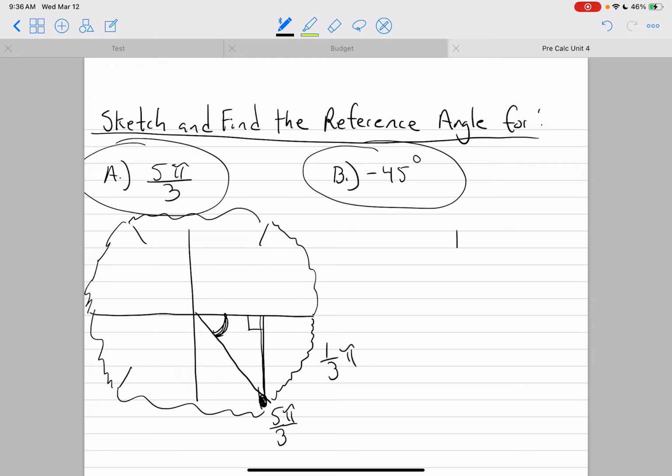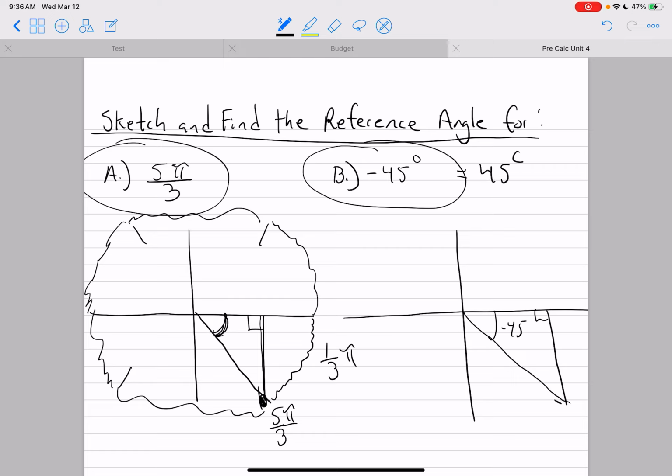All right, let's do a reference angle for negative 45 degrees. Negative 45 is like cutting this thing right in half. So here is a negative 45 degree angle. And if I was going to draw the triangle, I have pretty much the same thing. My reference angle is a 45 degree angle. The reference angle of negative 45 is still just a 45 degree angle. It's the same angle, nothing really changed.